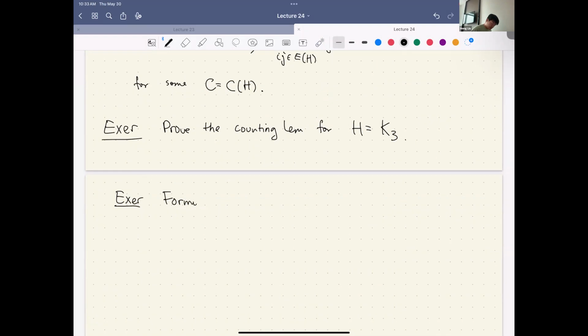Formulate and prove a counting lemma for induced C4, the full cycle.